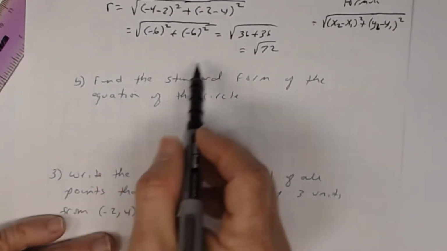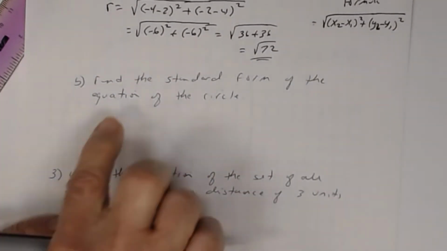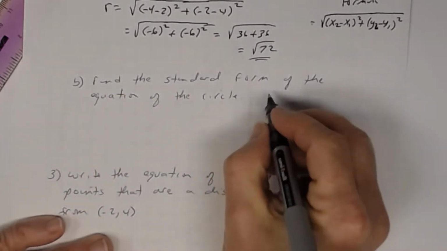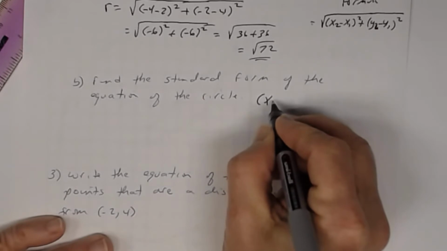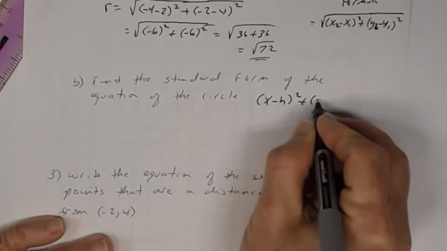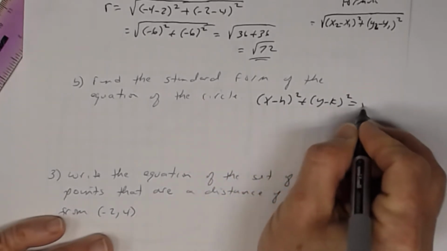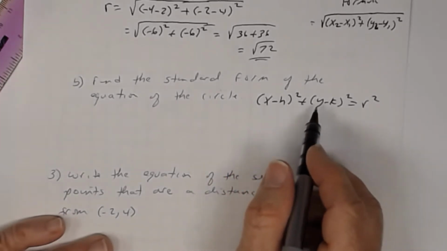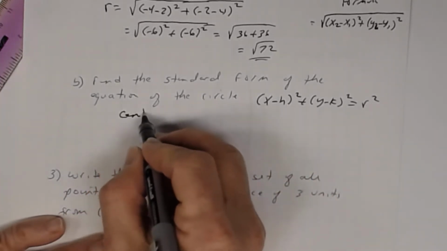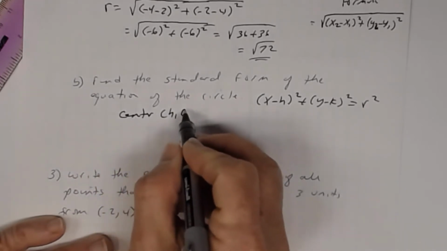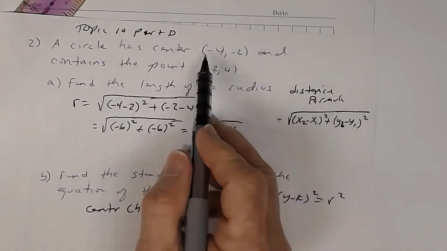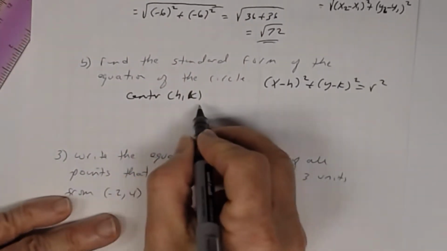Okay? And watch how simple this is now. So there's the answer for part A. Here's how simple part B is. Find the standard form of the equation of a circle. So remember, the standard form of the equation of a circle is (x minus h) squared plus (y minus k) squared equals r squared. And to write the standard form of the equation of a circle, you have to know the center, which is (h, k). And I do, right? Isn't the center this? (-4, -2)?